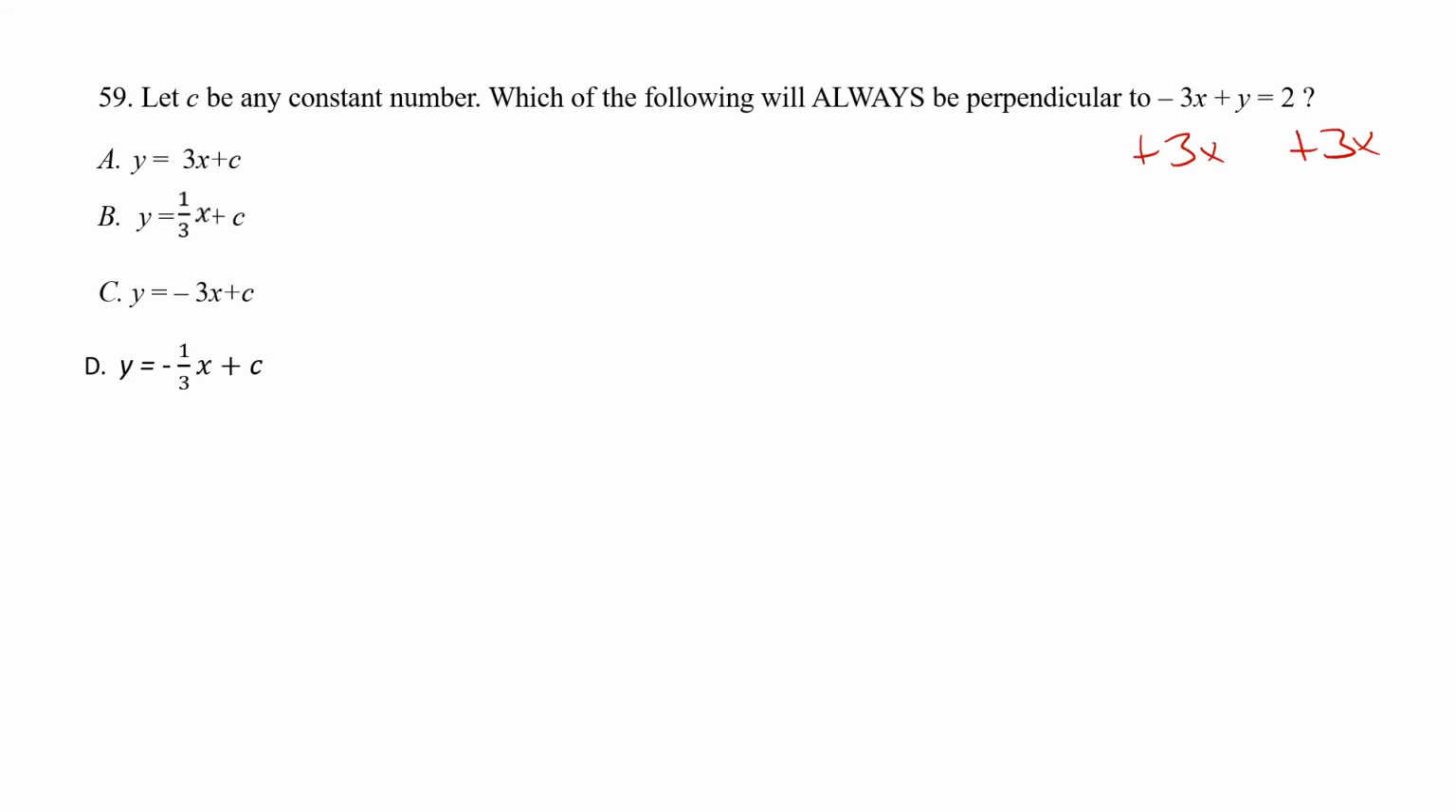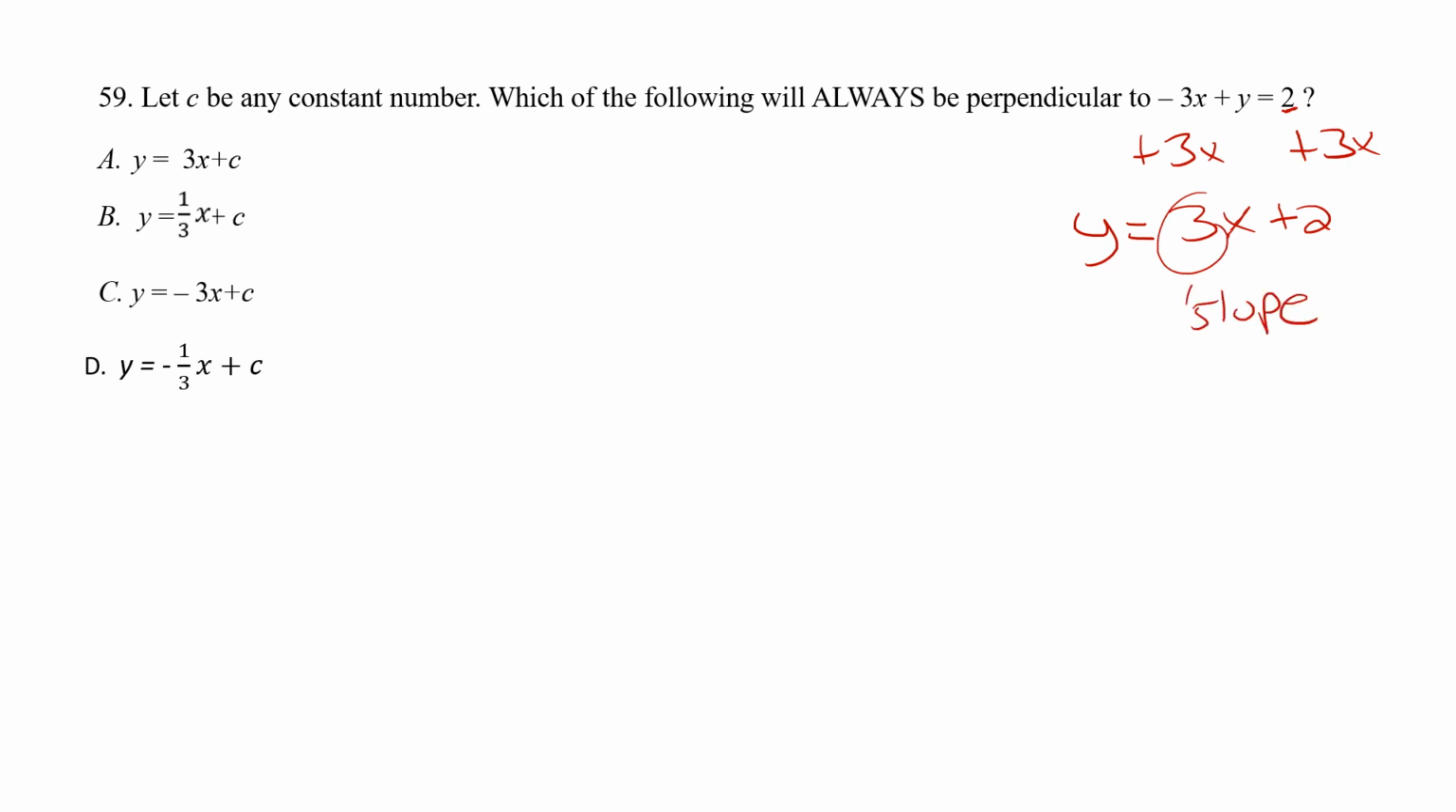Anytime you want to find the slope of a line, you just solve for y to write it in slope-intercept. So we're left with positive 3x, and you want to put the term with the x first, plus 2, because we can't combine them because they are not like terms. So this equation in slope-intercept form is y equals 3x plus 2. So our slope is 3.